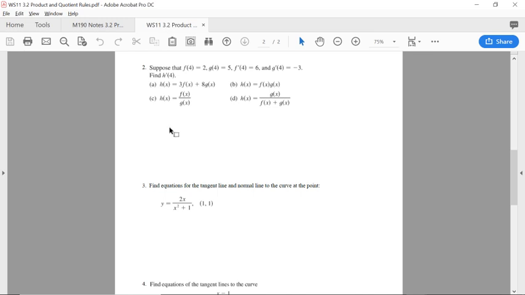Because the derivative of a constant is always 0. So anytime that we are doing something like an h prime of 4, we should find h prime of x first, and then plug 4 into the result. That's the way we do it, so that we don't get 0 every time.